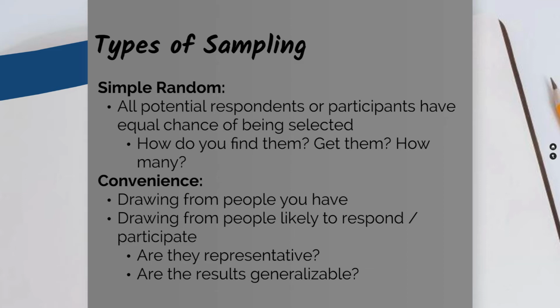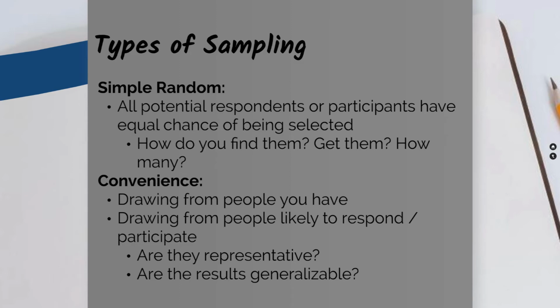So there are many different ways to get a simple random sample. The other option is to do a convenience sample. So drawing from people that you have, drawing from people that are likely to respond or participate. However, a convenience sample may not be representative of the population as a whole. And therefore, if they're not representative, the results may not be generalizable to broader populations.